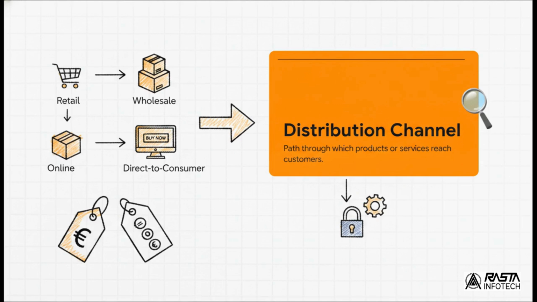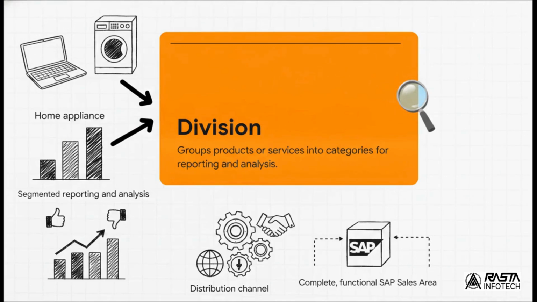By defining the distribution channel right at the transaction level, the SAP system makes absolutely sure that your wholesale clients, the ones buying in huge bulk, don't accidentally get charged standard retail pricing. It automatically applies the correct sales strategies, the right pricing, and specific conditions based strictly on how that customer is buying. It's so smart. And then we have the third and final pillar, which is the division.